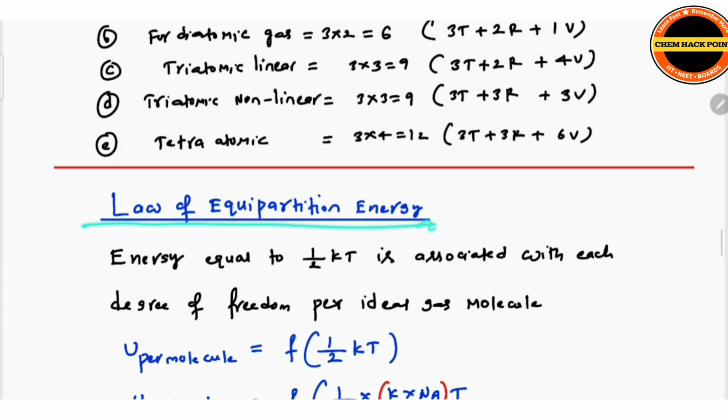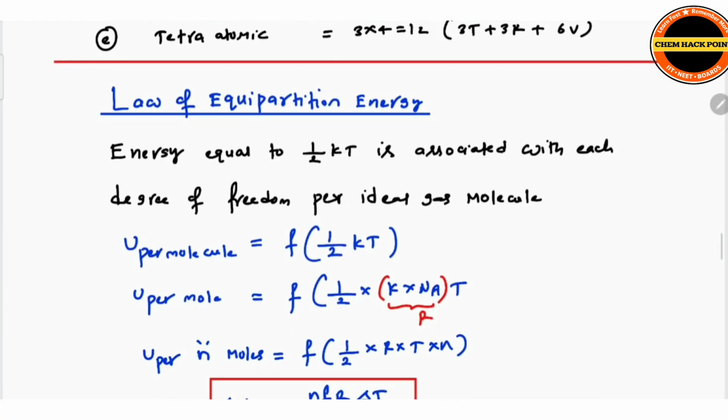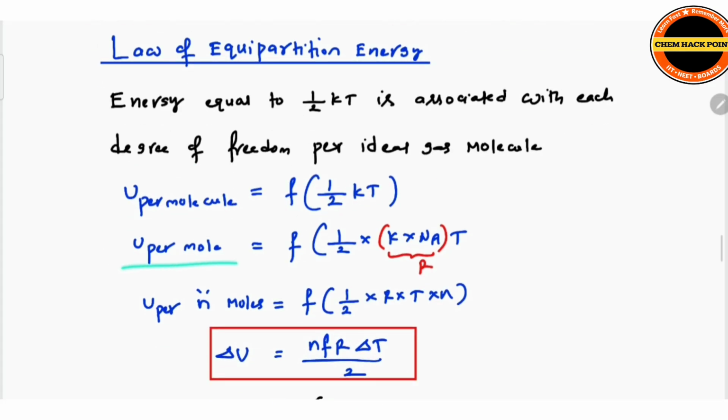Next, the law of equipartition of energy. According to this law, energy equal to 1/2 kT is associated with each degree of freedom per ideal gas molecule. Like internal energy per molecule is F into 1/2 into kT. Internal energy per mole is F into 1/2 into k into Na into T.